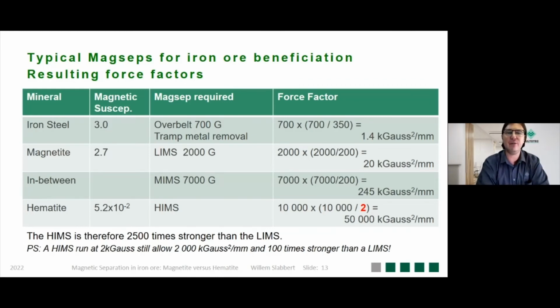Conversely, we can say that if we have a high intensity magnetic separator with an electromagnet coil, but we don't run it at full capacity, only 2000 Gauss, the resulting force factor there is 2000 kilogauss squared per millimeter. So we're running it at 2000 Gauss, but because of the 2 millimeter magnetic gradient, it still results in a 2000 kilogauss squared per millimeter force factor, which is still 100 times stronger than the LIMS, even though both of them are running at 2000 Gauss.